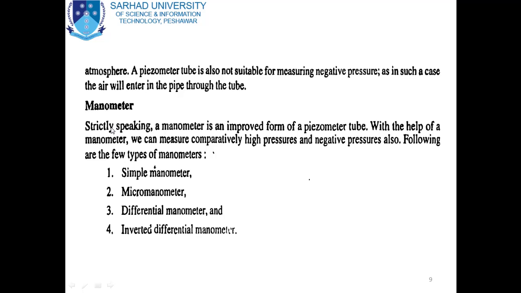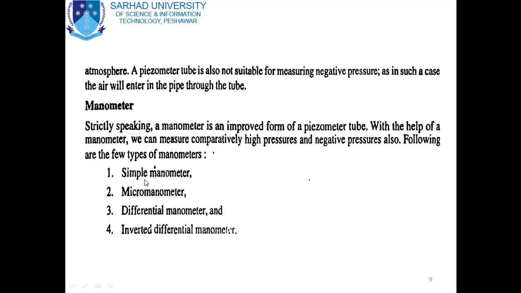Next is the manometer. Strictly speaking, a manometer is an improved form of a piezometer tube. With the help of a manometer, we can measure comparatively high pressures and negative pressures also. Following are a few types of manometer. Some of the types of manometers are here.